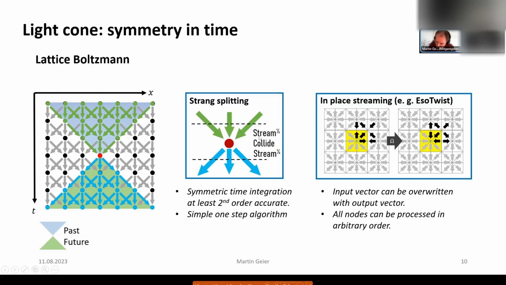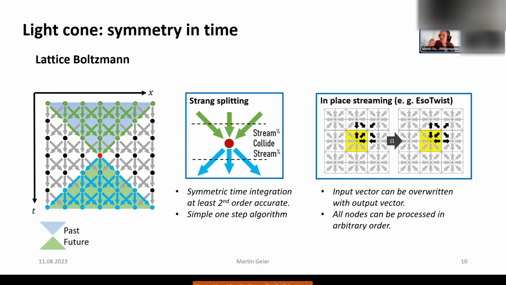So this trunk splitting, I don't want to go into detail unless you have questions later. You have two operators, a streaming operator and a collision operator, and what you do is you split one of these two operators, it doesn't matter which one, but I prefer to split the streaming operator. You cut it into one half before the collision and one half after the collision. And the interesting thing about this is now your time step is symmetric in time. Because it is symmetric in time, it can only have even order errors.